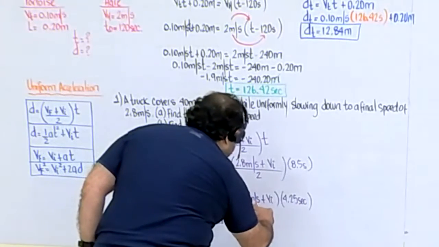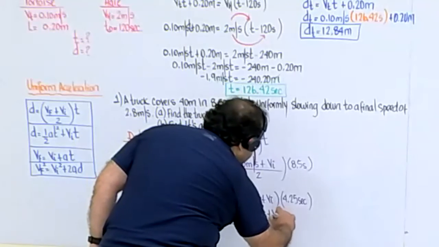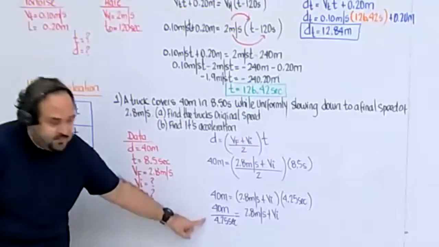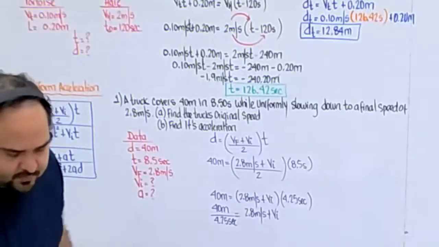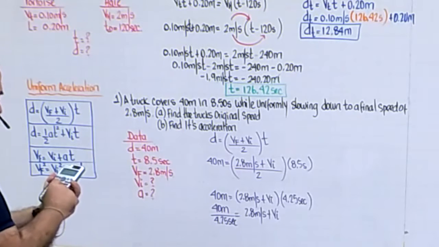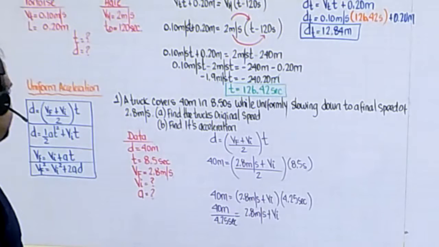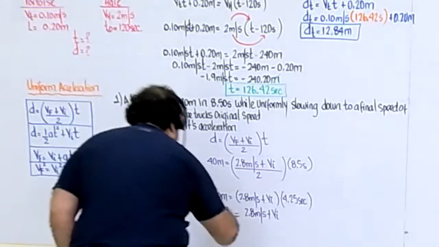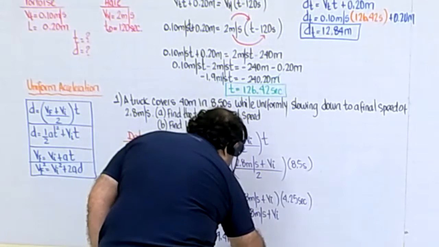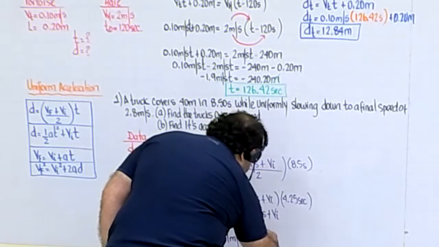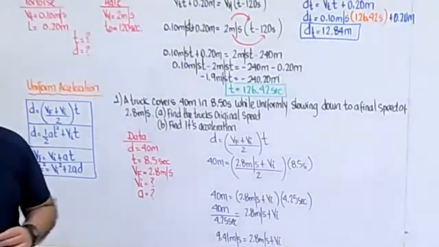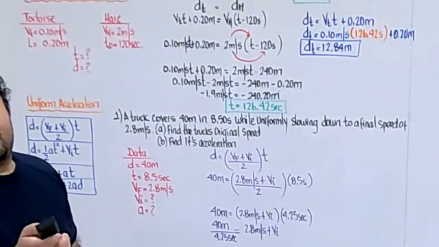So we can write only 2.8 meters per second plus initial velocity. Multiply passes to divide. Divide these two quantities. 40 divided by 4.25, and the answer will be 9.41. 9.41 meters per second equals 2.8 meters per second plus initial velocity. Okay?